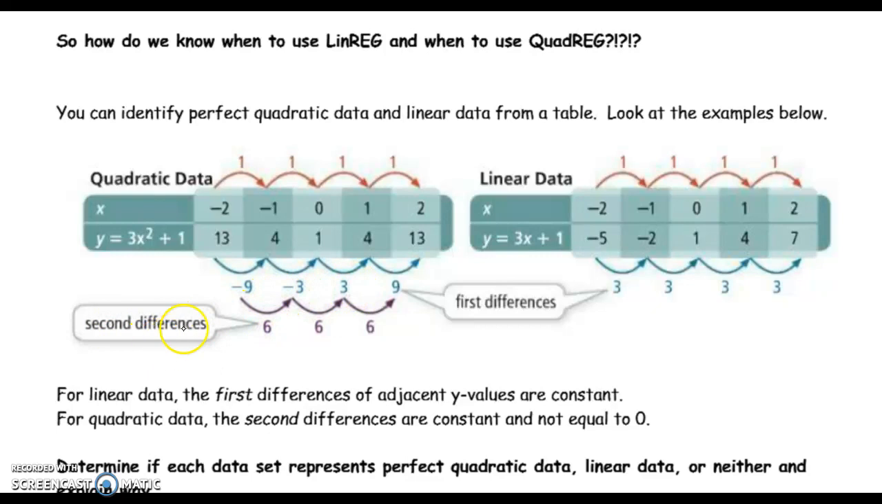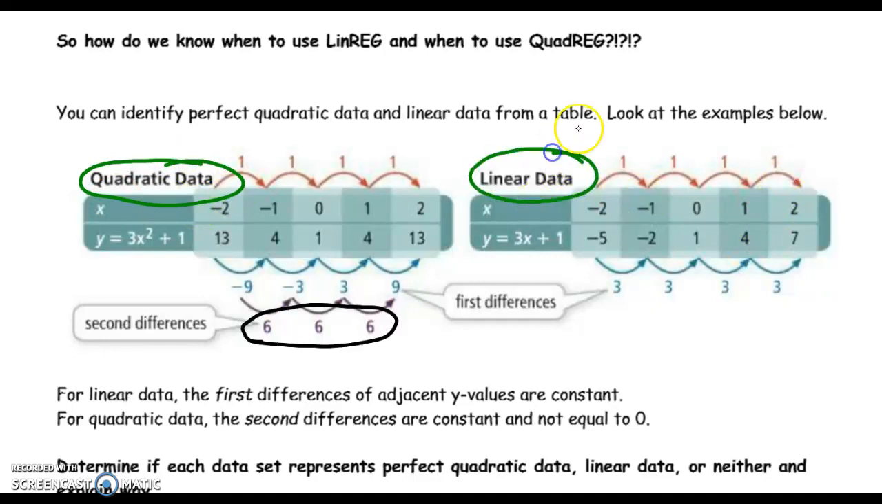Then the second differences are the differences between those numbers. So from negative 9 to negative 3, I added 6. Negative 3 to 3, added 6. 3 to 9, added 6. Notice these second differences are all the same. If your second differences are all equal, you have a quadratic relationship. Over here, we knew we had a linear relationship because notice all the first differences were equal.